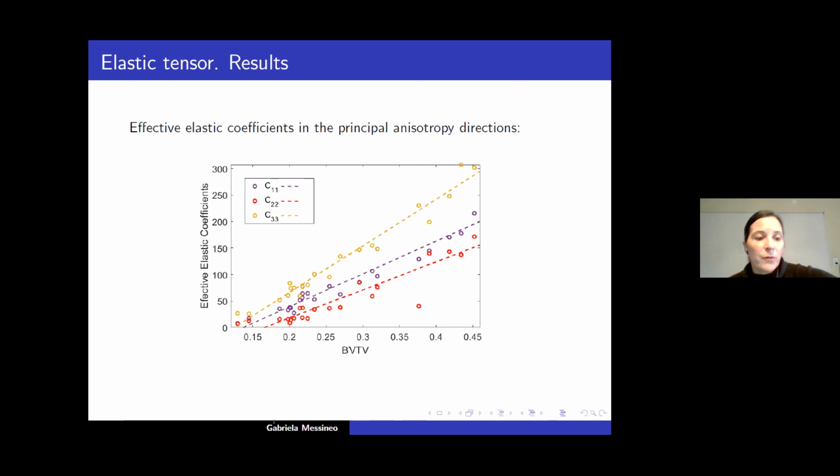So here we have the results for the effective elastic tensor for the 23 samples as a function of the volumetric fraction of bone. And we can see that there is a clear relation between the constants and the volumetric fraction of bone. And we use these simulations with the analytical model.